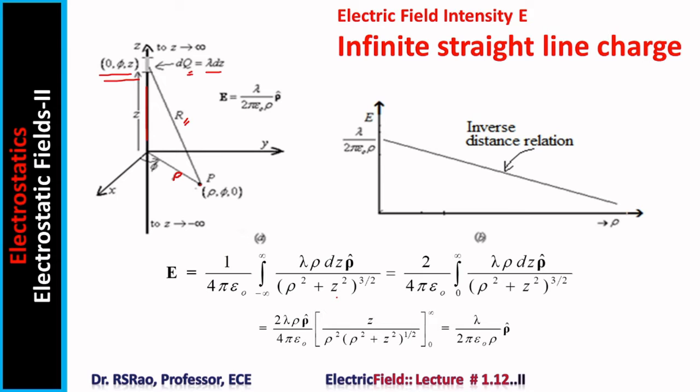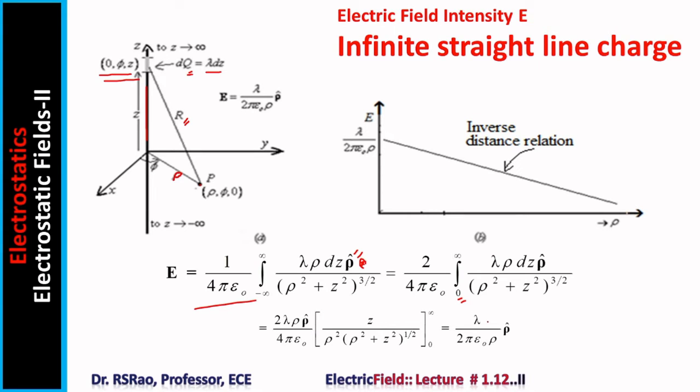expressions for different values in the general expression for E, we will be having E equal to 1 by 4 pi epsilon, integral from minus infinity to plus infinity of lambda rho dz rho cap by (rho square plus z square) to the power 3 by 2. Integration is from minus infinity to plus infinity. Now, as already mentioned, z components do not exist. So we have not considered z component in this expression. Only rho components are considered. That's why rho cap. Minus infinity to plus infinity can be replaced as 0 to infinity.